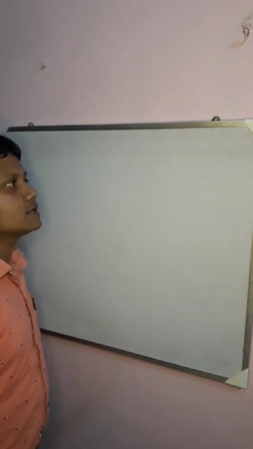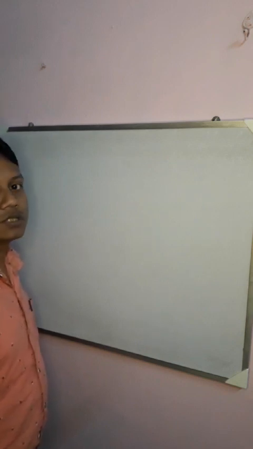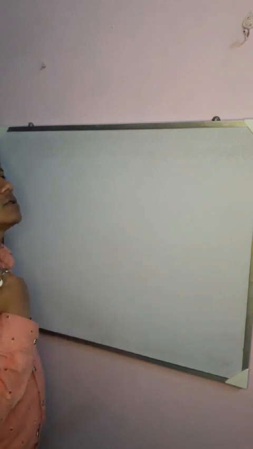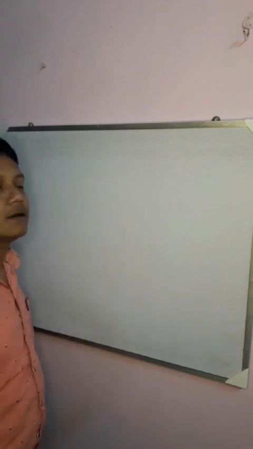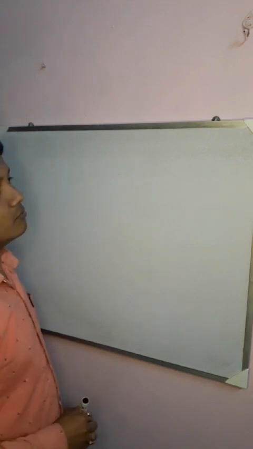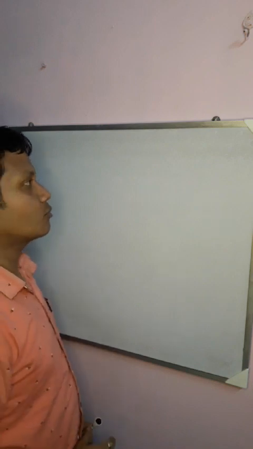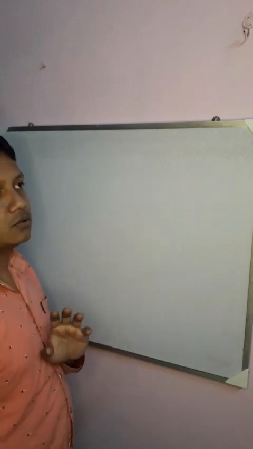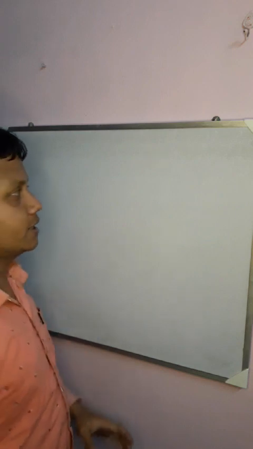Now in yesterday's lecture I discussed the geostationary satellite, and there I saw that a geostationary satellite must be placed at a height of almost 36,000 kilometers from Earth's surface so that it can work properly. Okay. Now in today's lecture I am going to discuss the energy of a satellite. Okay.